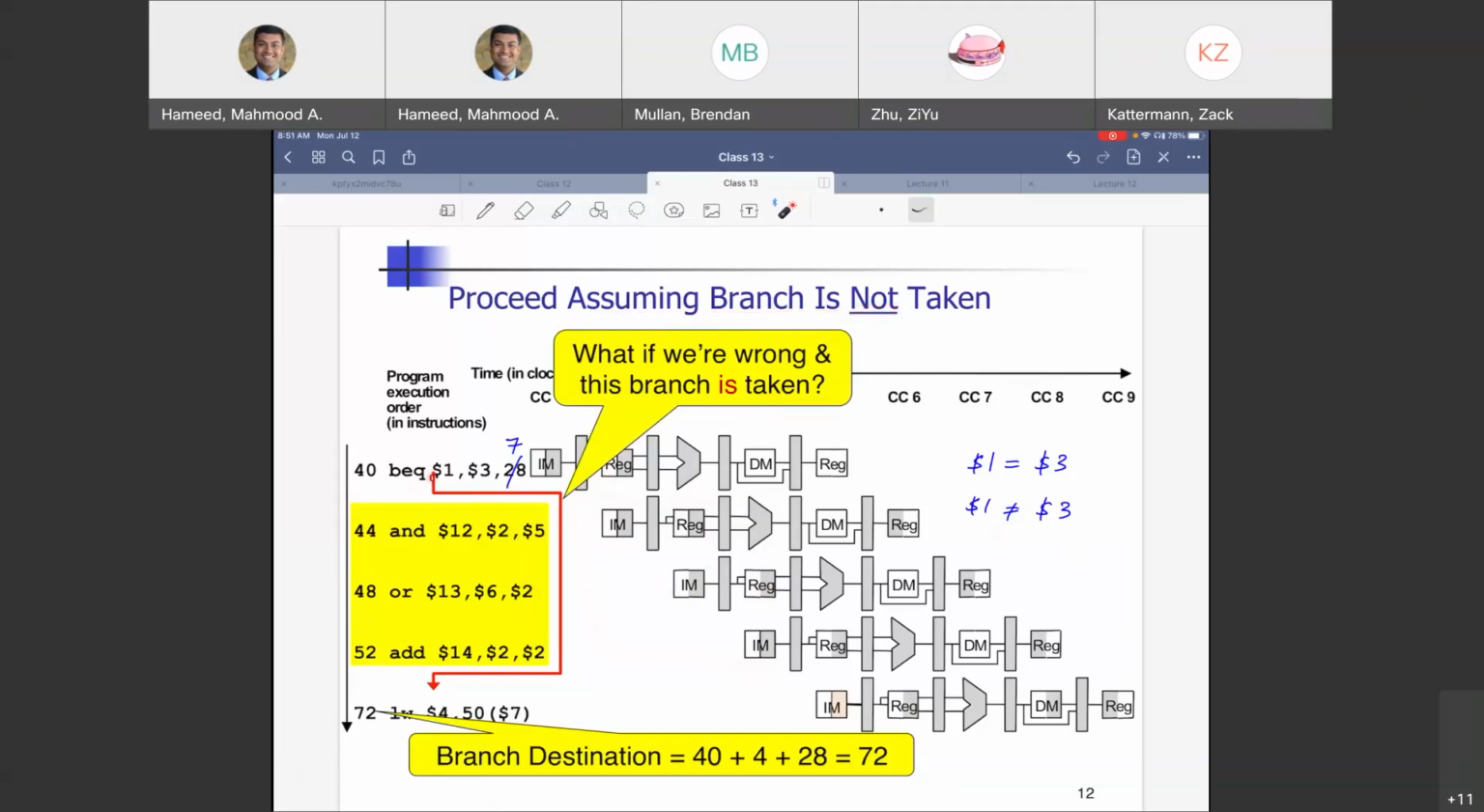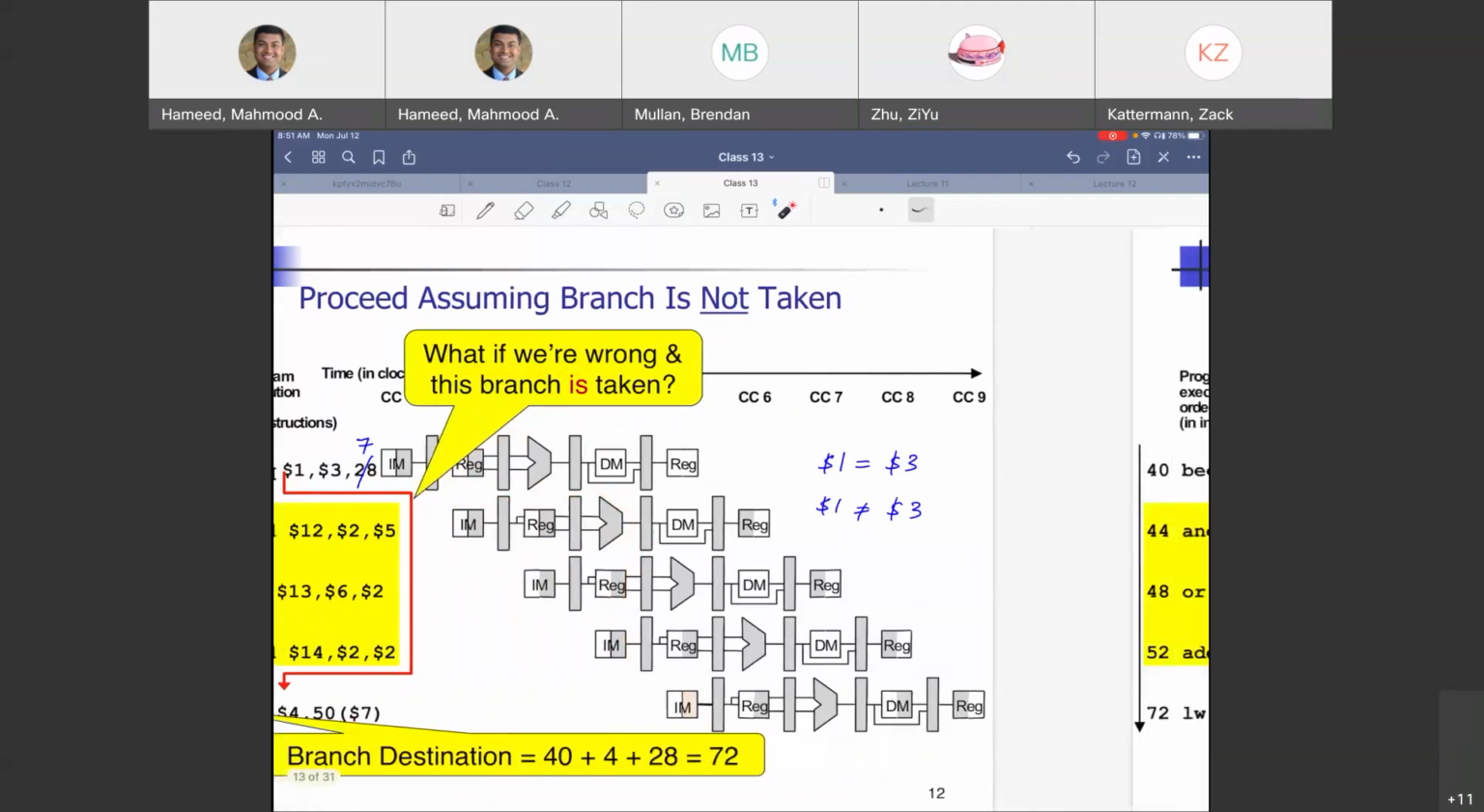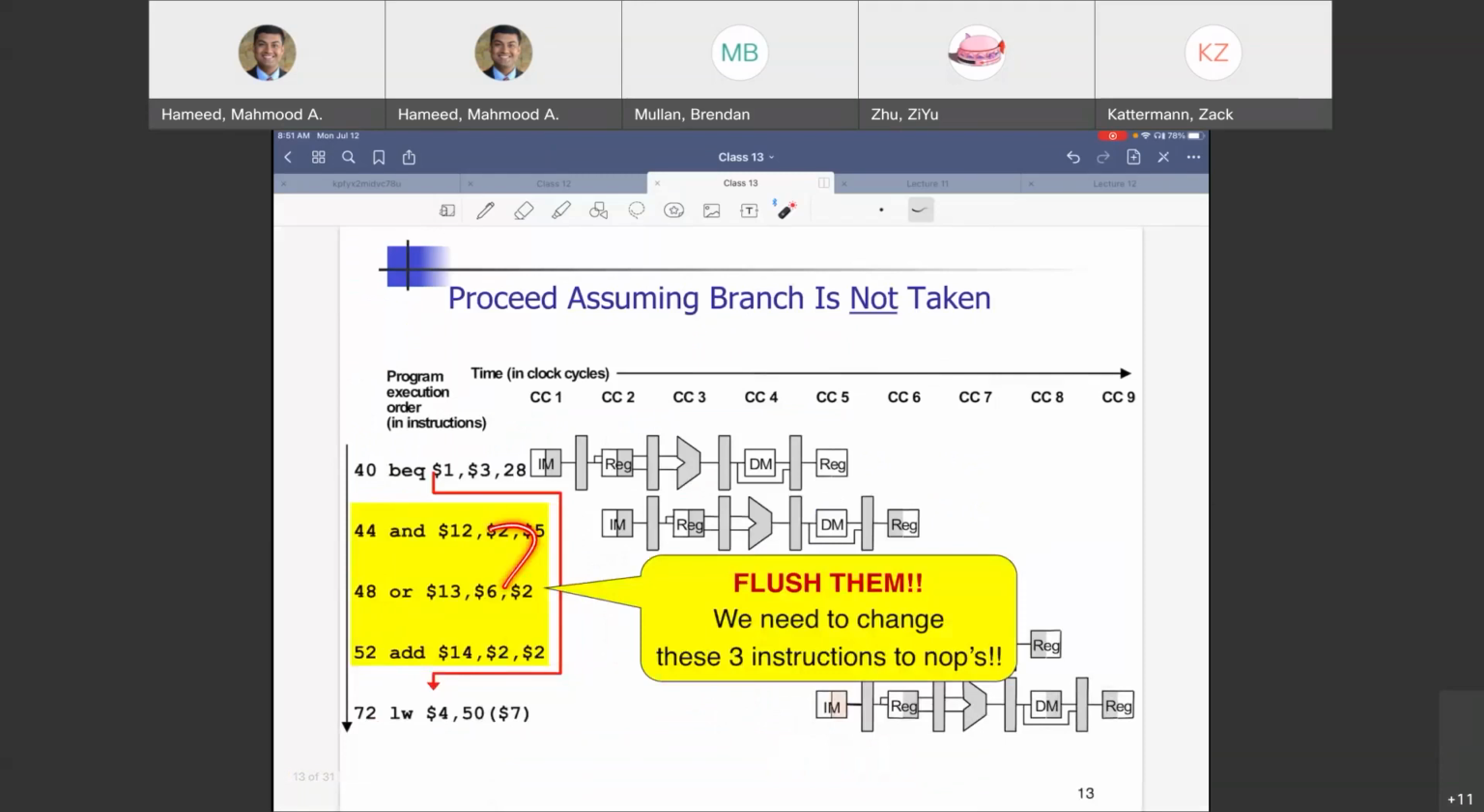If you proceed assuming branch is not taken, then you have already worked on these 3 instructions, right? You have not taken the branch. You have put in all those 3 instructions. But what if we are wrong? If we are wrong, then we flush out these 3 instructions over there. You guys agreed that we need to flush out these 3 right here? It's not 2, it's not 1, it's not 4, it's 3, exactly 3.